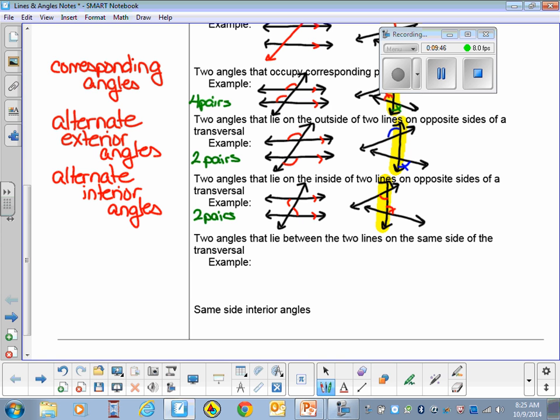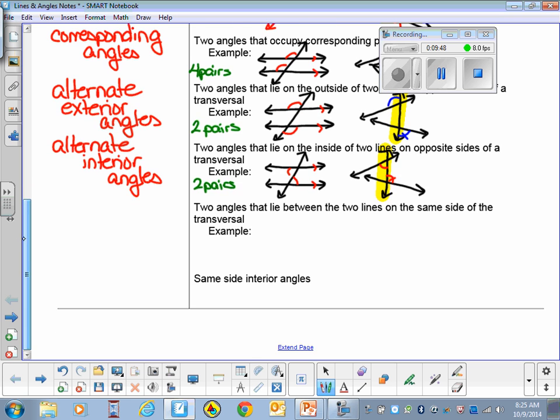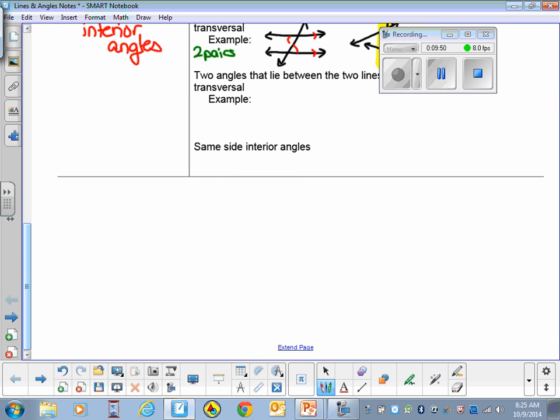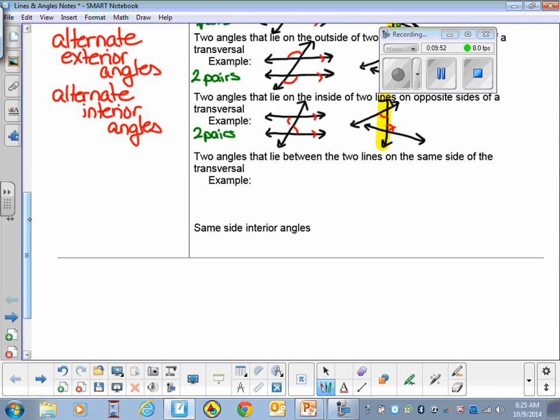Okay, the next set of lines, it really depends on your elementary school teacher, whether you saw them before or not. Some elementary school teachers do them, some do not. Consecutive interior angles. Some textbooks call them same side interior angles. Okay, and you do need to know both terms because I've seen both show up on the SOL. Consecutive interior or same side interior.